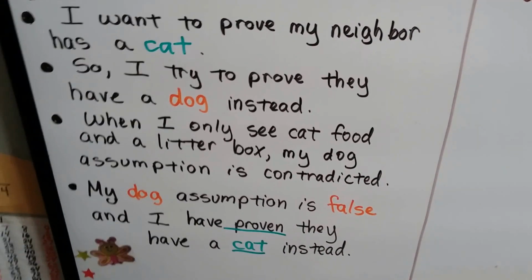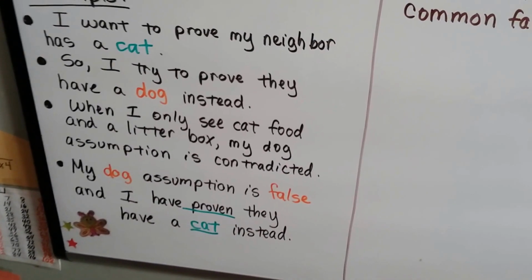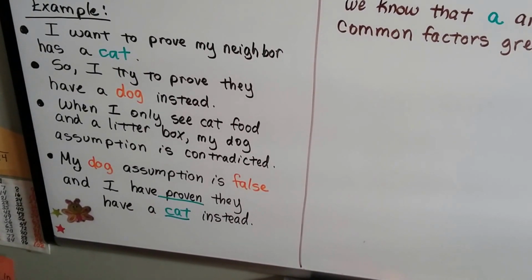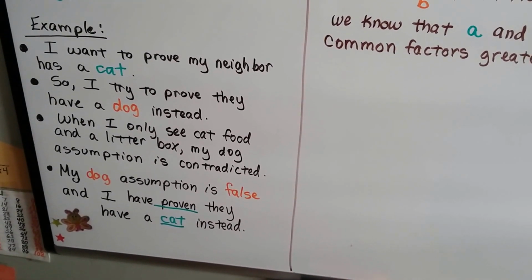See? So what you do is you try to prove the opposite, and when you prove that it's wrong, then you know that what you were trying to prove in the first place is true. All right? Does that sound crazy?